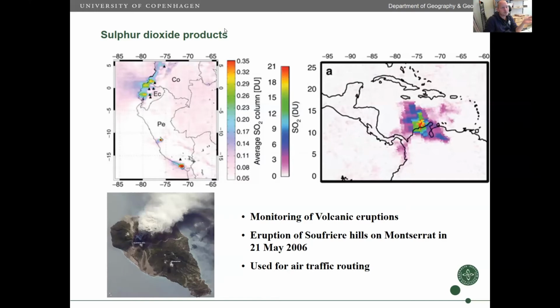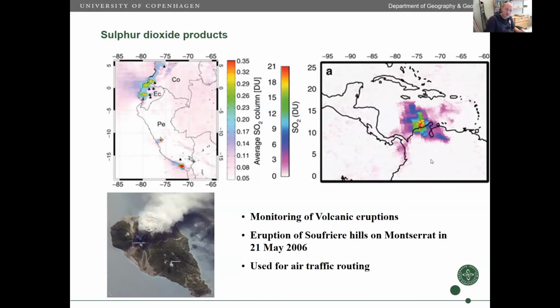Such sulfur dioxide products are not only used in relation to volcanic eruptions themselves. One can use these sulfur dioxide products to reroute the airlines, for example. Here we have an example of a volcanic eruption on Montserrat in 2006, and Montserrat is actually located over here. But you can see that these plumes have been blowing away with the wind.